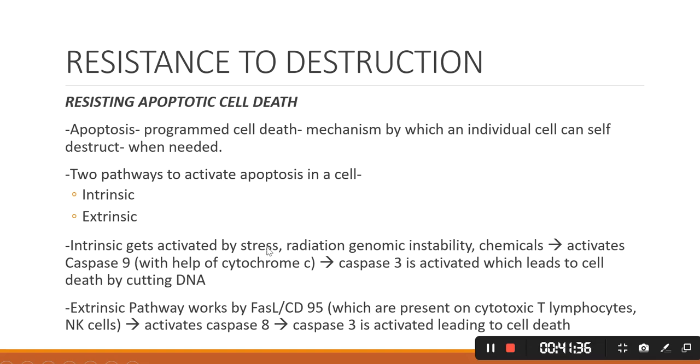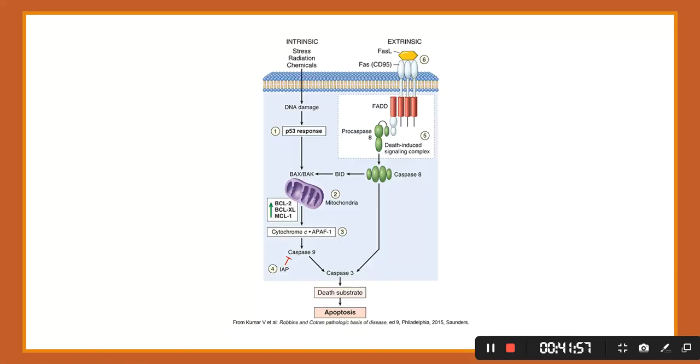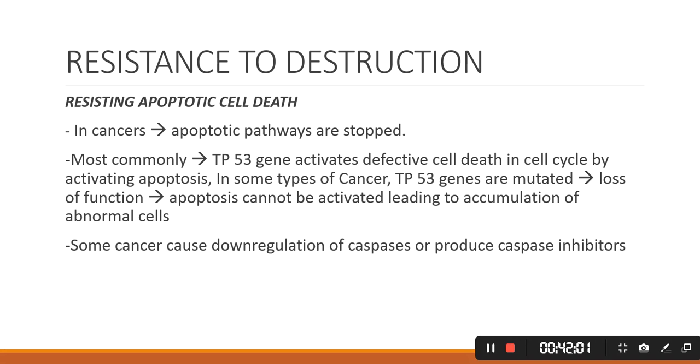The intrinsic one is started by stress, radiation and genomic instability. The extrinsic one is activated by the receptors on the cell surface, the Fas ligand and the CD95 receptors. This is how apoptosis normally proceeds. This is the normal process. Now what the tumor cells do is they acquire ways by which these apoptotic pathways are stopped.